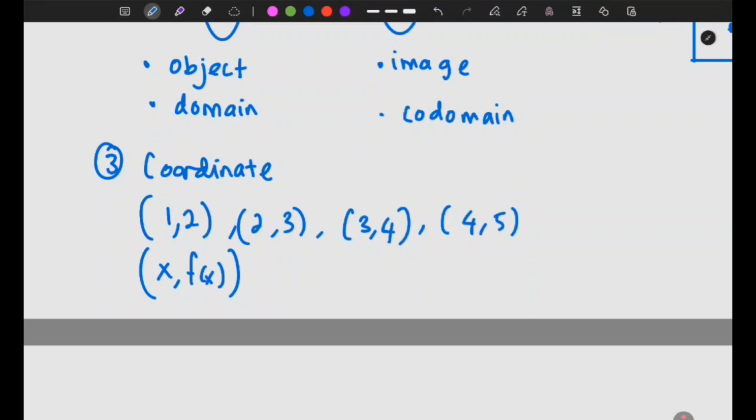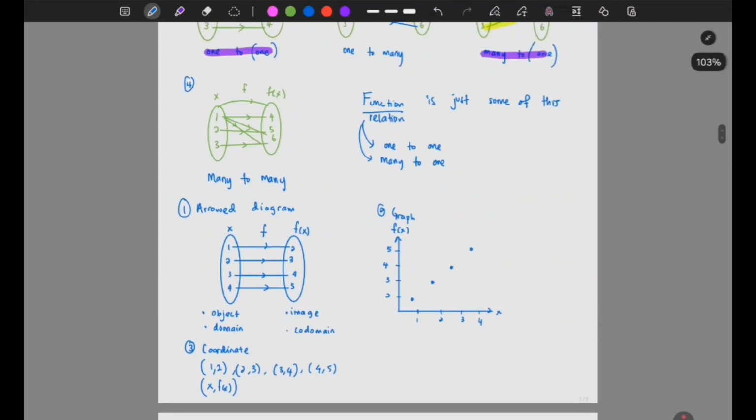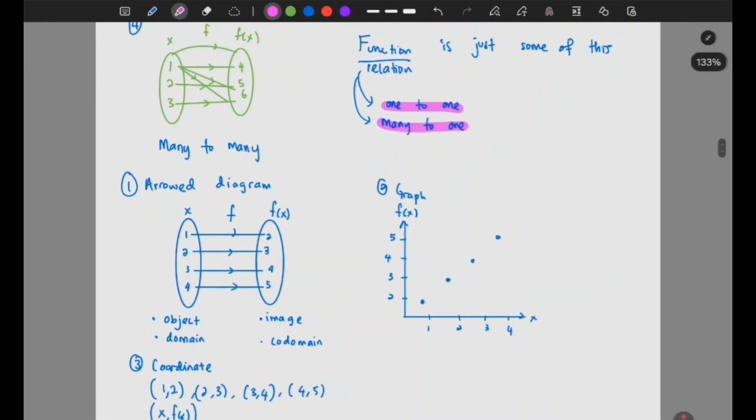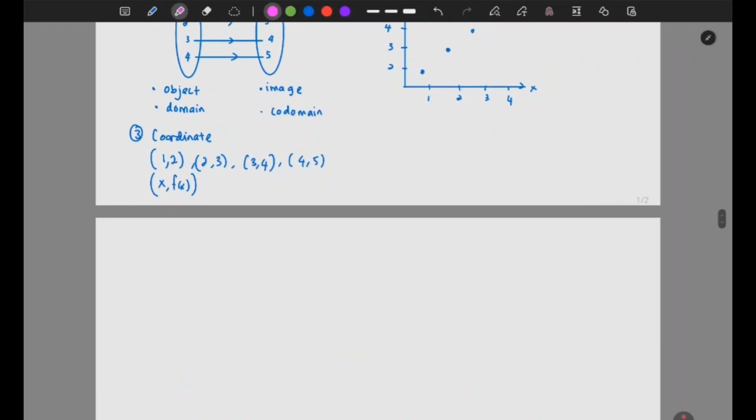So far, I think I explained what is a function. There are only two functions you need to know: one to one, many to one. Next, how they will represent the function. They will represent it in three ways: arrow diagram, graph, coordinate. These are the three ways that they can represent.